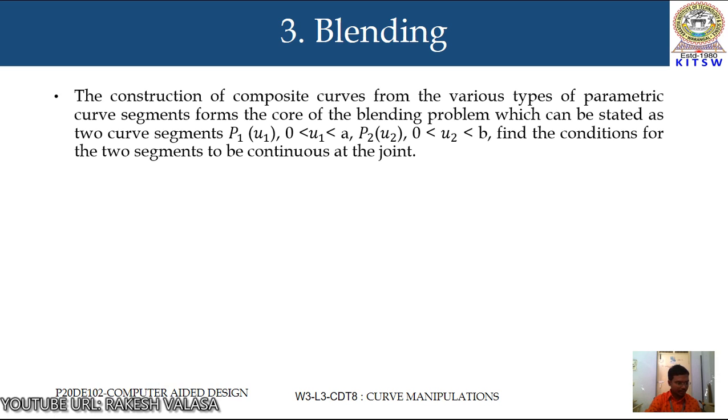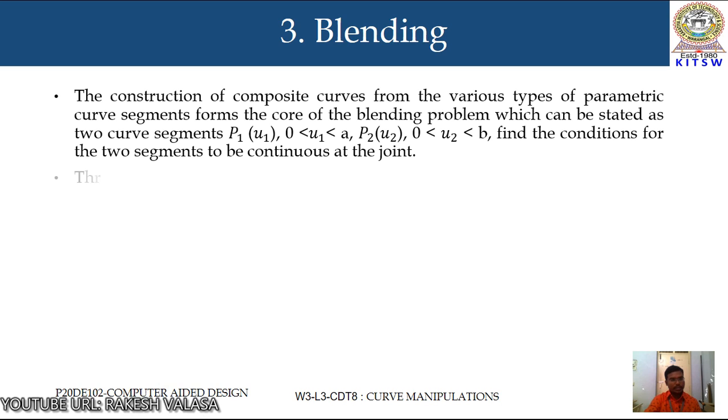Here notice that the upper limits on U1 and U2 are taken to be A and B. U1 upper limit A, U2 upper limit B. Both are having lower limit 0. For a general B-spline curve, the upper limit is not unity in general.